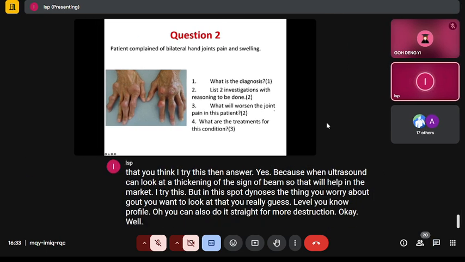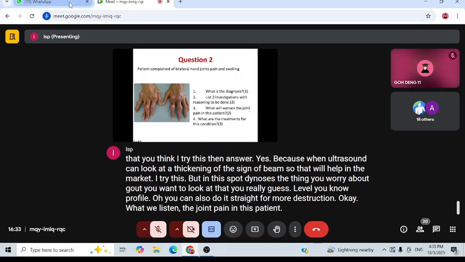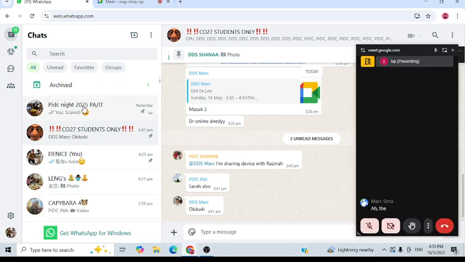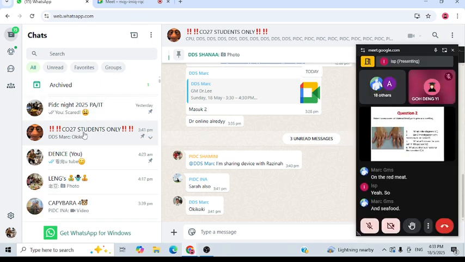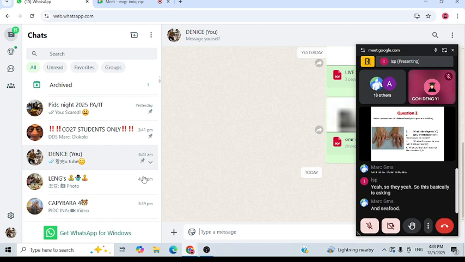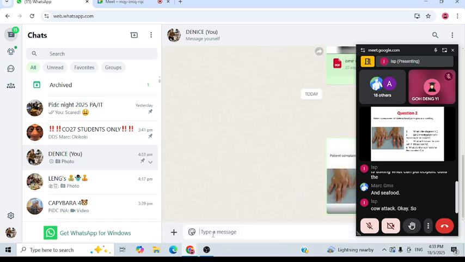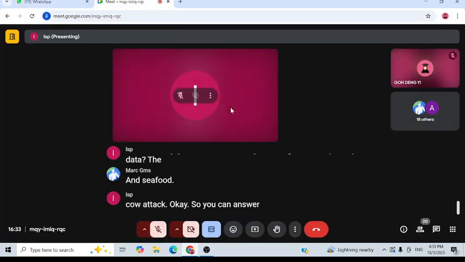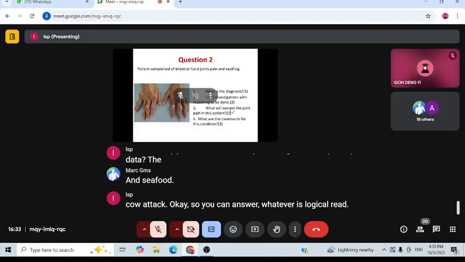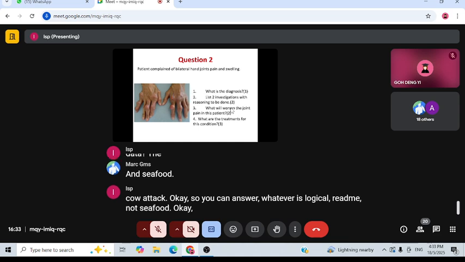What will worsen the joint pain in this patient? Red meat and seafood. So this basically is asking what can precipitate a gout attack lah. Okay, so you can answer whatever is logical: red meat, nuts, seafoods. Okay, then you get marks. What are the treatments for this condition?